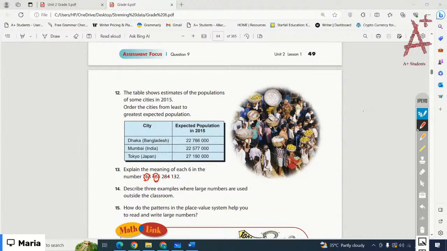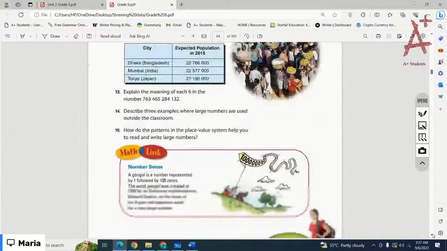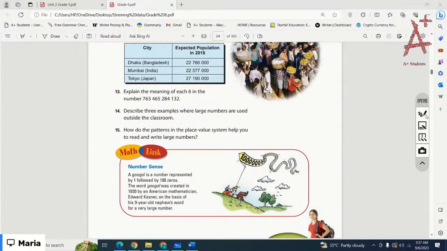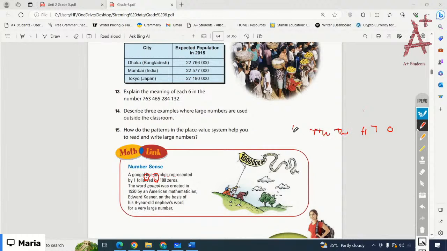The next one is: how do the patterns in the place value system help you to read and write numbers? The patterns in place value make numbers easy to read and write, right? For example, with this number, how do I know? Because you make the place values. Let me just write this number according to place value, right? It would be 1, 10, 100, 1,000, 10,000, 100,000, million, 10 million, 100 million, billion, 10 billion, and 100 billion.